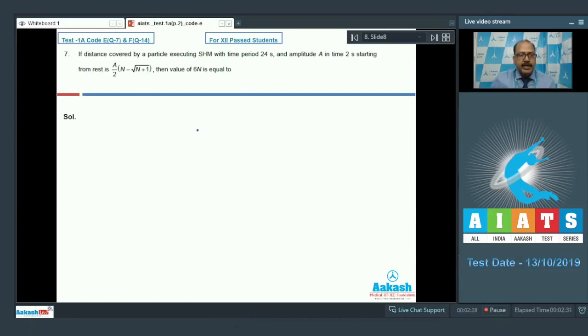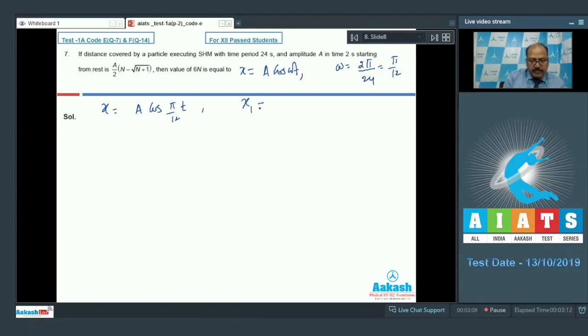Since the particle is starting from rest, we can write its equation as x equals a cos omega t. Now since time period is given, omega is 2 pi upon T, that means 2 pi upon 24 or pi by 12 radian per second. So we can write the equation x equals a cos pi by 12 t. So the value of x at t equal to 0 is a.